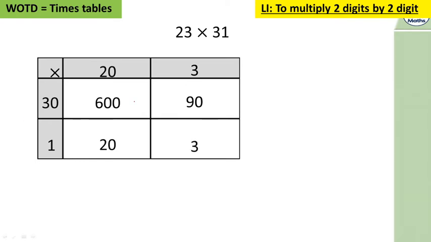So if we add those together, we get 600s. 90 plus 20 is 110, so we have to exchange, put another 100 in there, and we're left with 10. Or 1 in the 10s column, and then 3, so it's going to be 713.